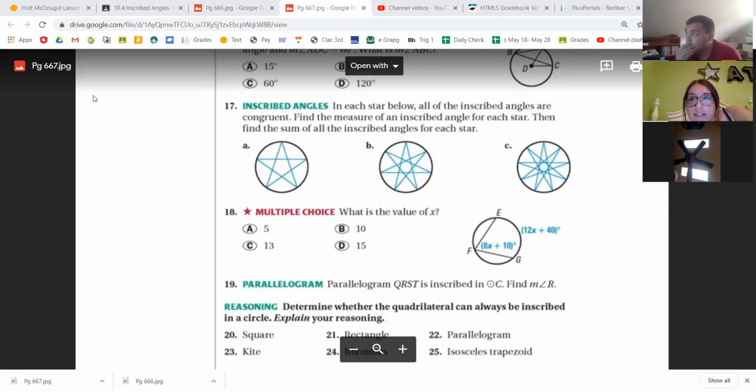Were we doing 18? 18, yeah. Value of x. Where's my calculator?